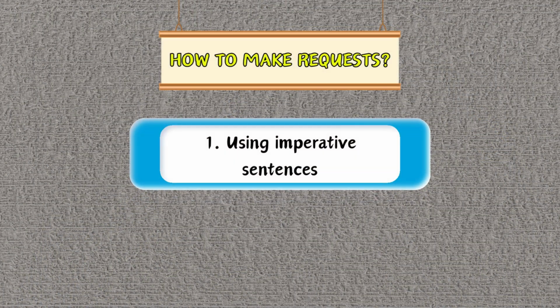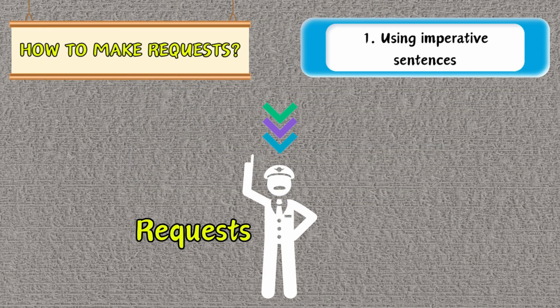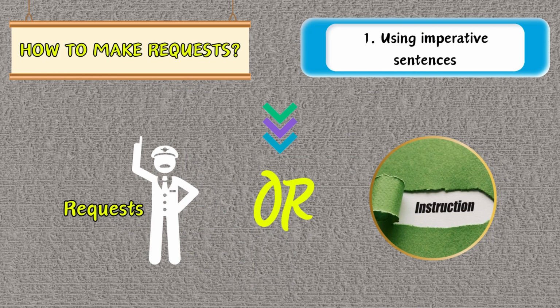Number 1. Using imperative sentences. Using imperative sentences to make requests involves giving a direct command or instruction. While imperatives are often associated with giving orders, they can be softened to make polite requests.